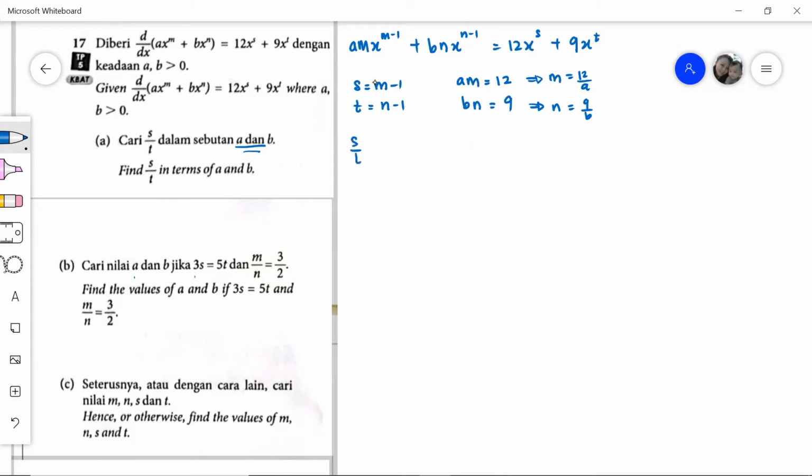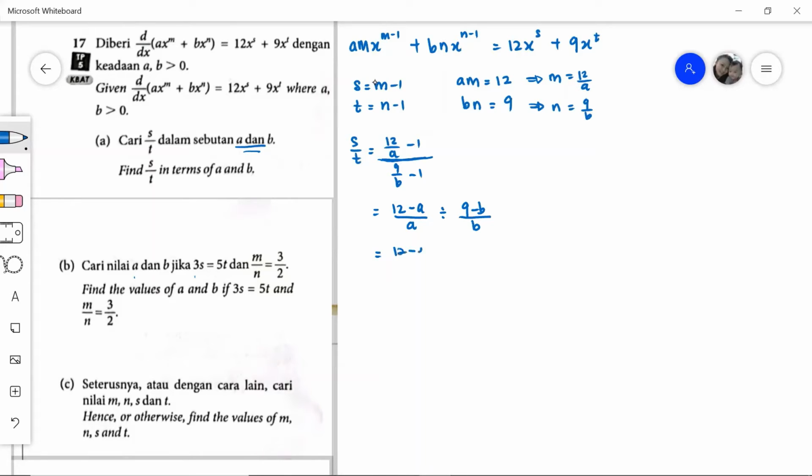So s over t equals m minus 1 over n minus 1. Whenever I see m, I replace it with 12 over a, minus 1. And then over n minus 1, so n is 9 over b, minus 1. Now, when we see a fraction in a fraction, to make things look much simpler, we write it in division form. So (12 minus a) over a, divided by (9 minus b) over b. This fraction bar means the numerator is divided by the denominator.